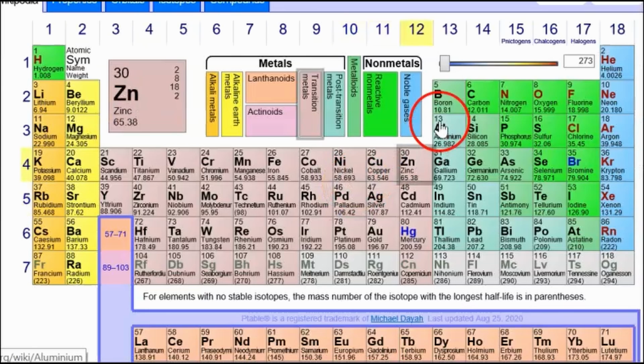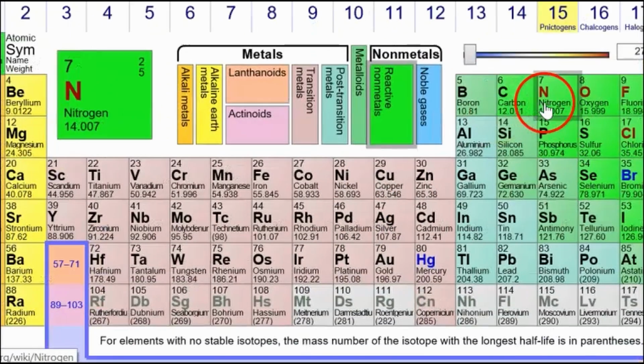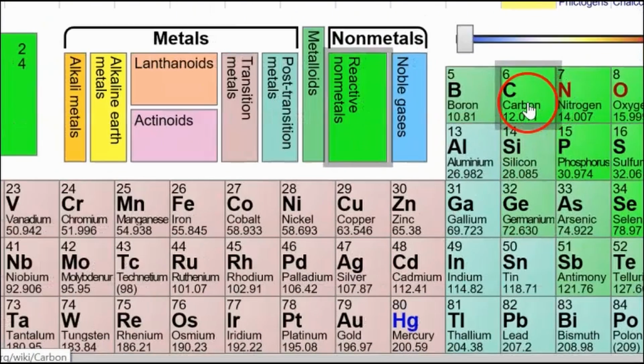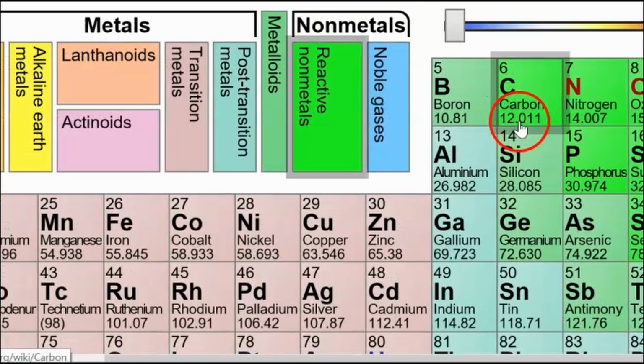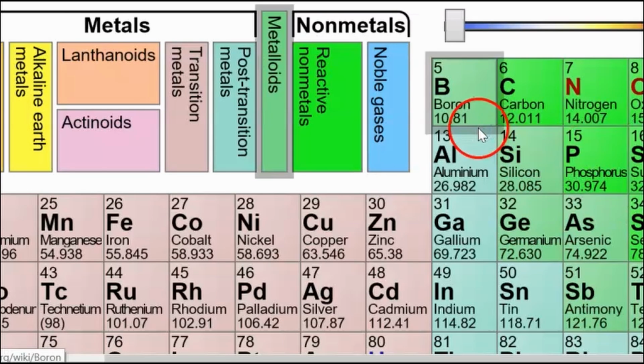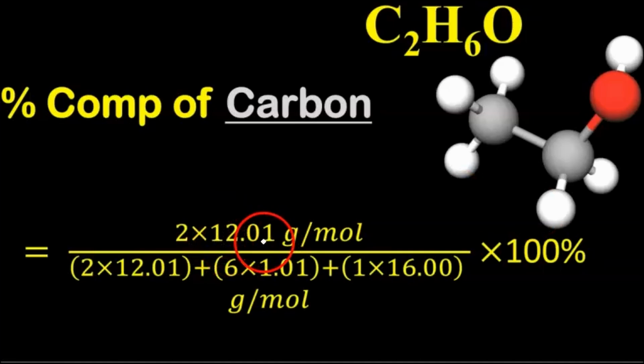I get the molar mass from the periodic table here. I apologize if this is small to read. This is from ptable.com. You can get it online. Carbon weighs 12.011 grams for every mole of carbon. If we just round things off, it's 2 times 12.01, divided by the molar mass of ethanol, C2H6O.